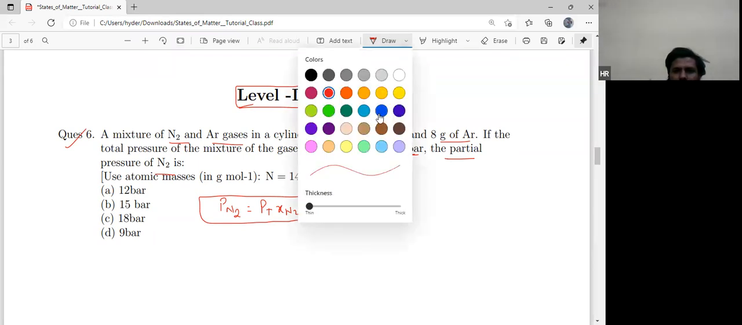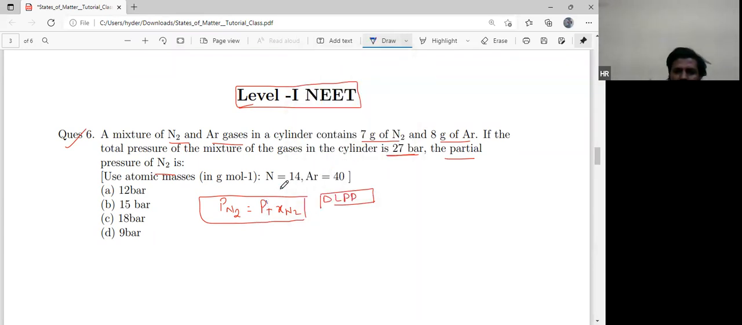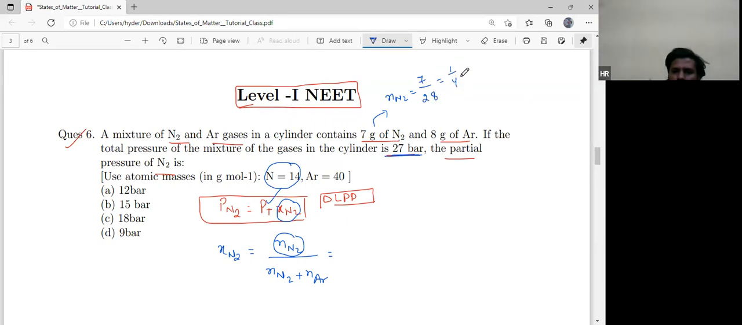Okay. Now see here, total pressure is given, that is 27 bar, and we need to calculate the mole fraction of N2. The formula for mole fraction of N2 is equal to the number of moles of N2 upon the number of moles of N2 plus the number of moles of argon. And for number of moles, here mass is given. That means number of moles of N2 will be equal to given mass upon molar mass. Mass of one nitrogen is 14, so mass of two nitrogen is 28. That will be equal to 1 by 4, and you can calculate it. It will be 0.25 moles.